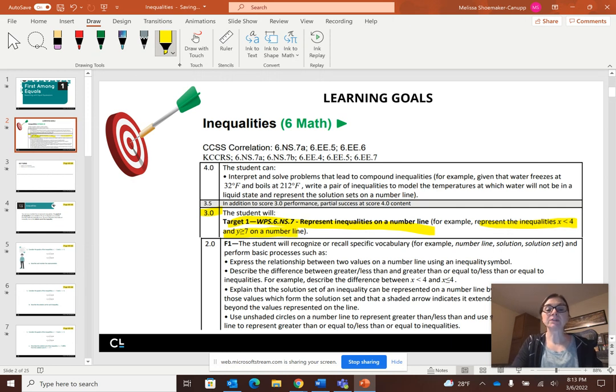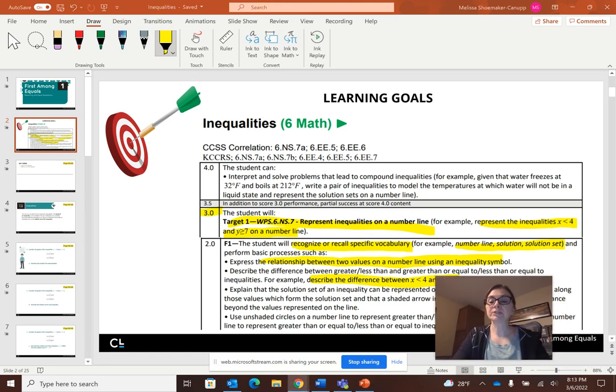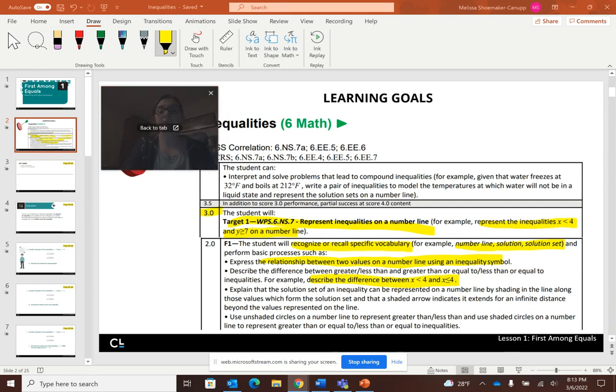Our foundational skills are going to be able to recognize or recall certain vocabulary. We have number line, solution, solution set, express a relationship between two values. Can you tell me if it's greater than or less than? Describe the difference between these two things. Remember, the one with the line underneath can be equal to 4. The other one cannot be 4. Okay. Explain the solution set of the inequality. I'm going to move myself over there, and we will get to that as well.